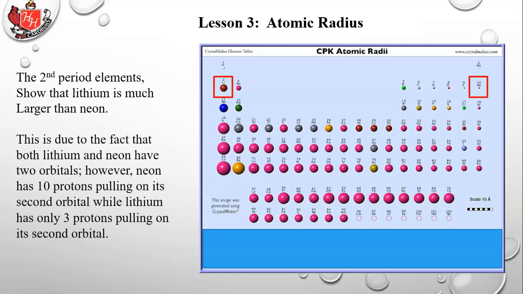This is due to the fact that both lithium and neon have 2 orbitals. However, neon has 10 protons pulling on its second orbital, while lithium has only 3 protons pulling on its second orbital.